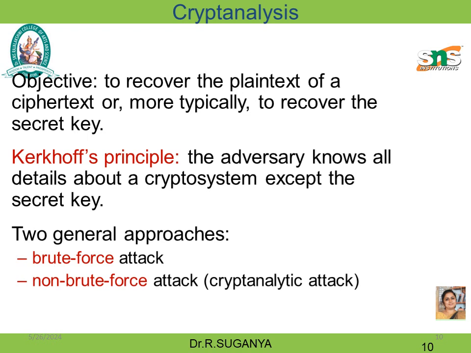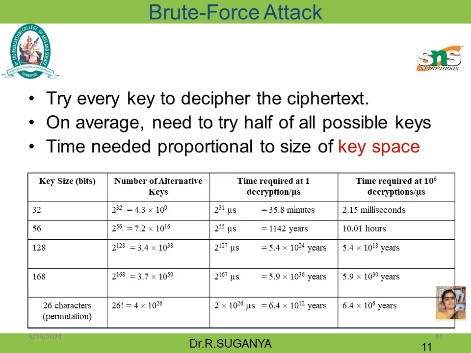Kirchhoff's principle: the adversary knows all details about the cryptosystem except the secret key. There are two general approaches to cryptanalytic attack, brute force attack and non-brute force attack. In a brute force attack, we try every key to decipher the ciphertext. On average, it needs to try half of all possible keys. The time needed is proportional to the size of the key space.